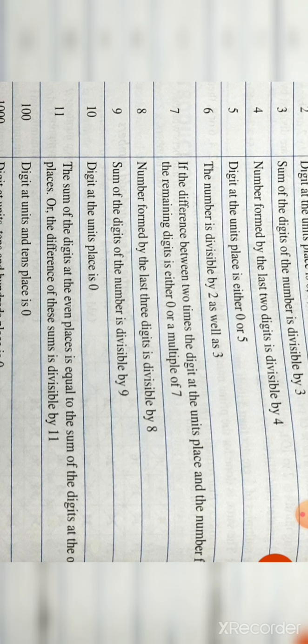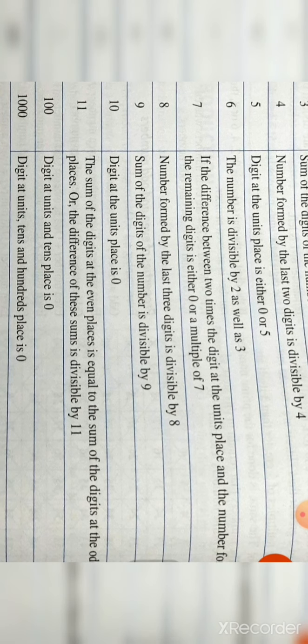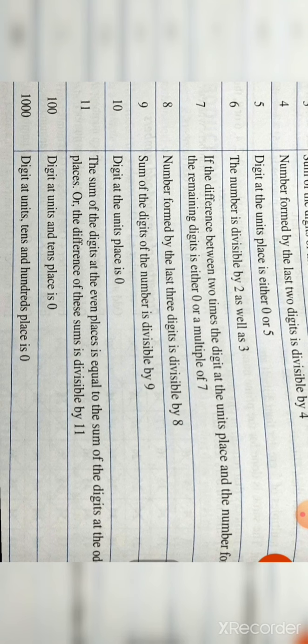The divisibility test of 10 means the digit at the unit place should be 0. If there is no 0 at the unit place, it means it is not divisible by 10. Then the divisibility test of 11. The sum of the digits at the even places is equal to the sum of the digits at the odd places, or the difference of these sums is divisible by 11.